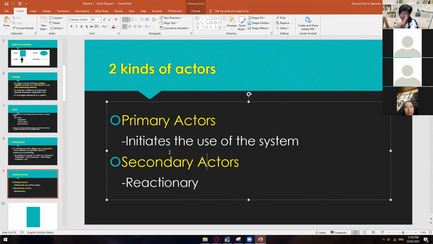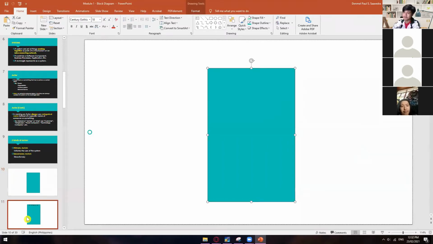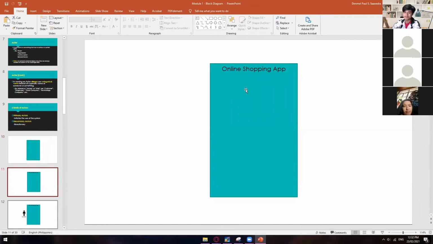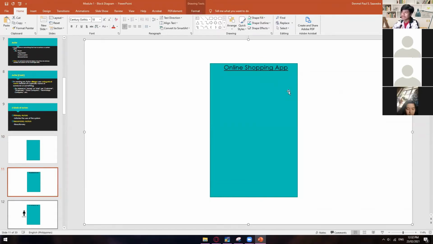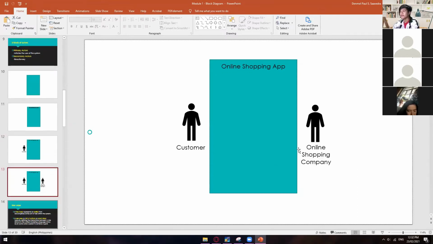So for you to be able to understand what those primary, secondary, actor, systems, etc. are, let's start with a blank canvas with a blank system. And then let's say this system is actually an online shopping app. So this is where you're going to put the title of that system, online shopping app. So it's above the system. And then we have here now the customer. From here, we already know that this online shopping app will be used by a customer. And then next one here is now the online shopping company.